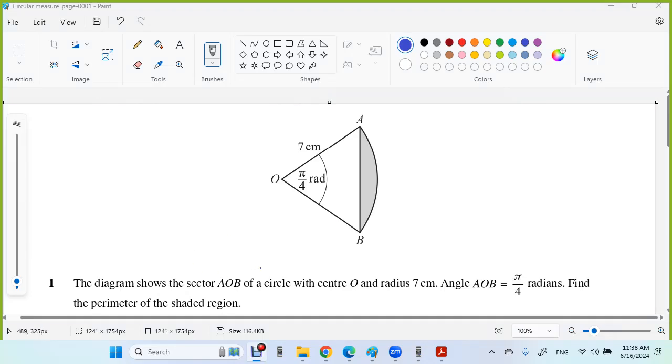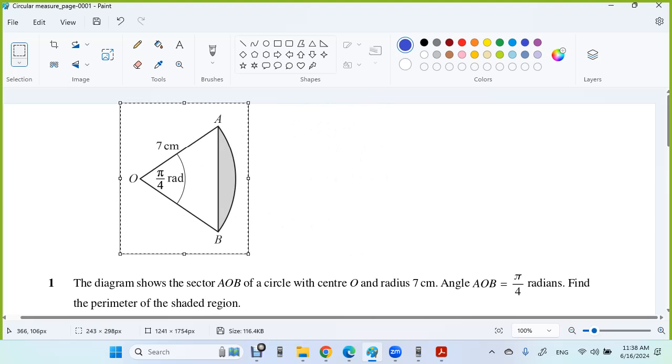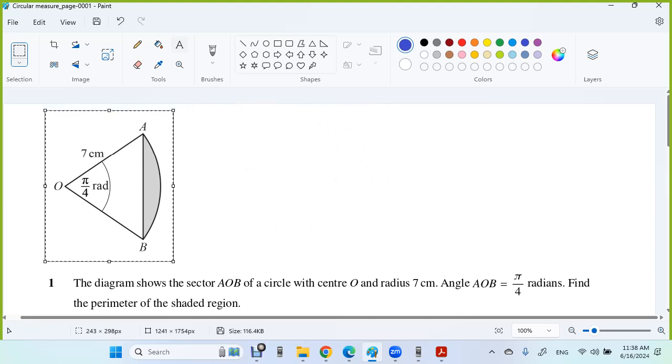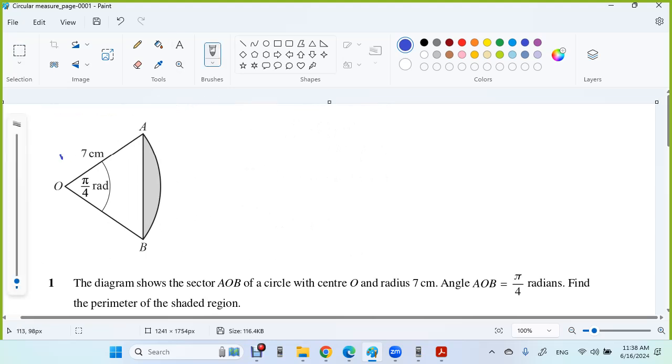The diagram shows the sector AOB with center O and radius 7. The angle AOB is pi over 4. Find the perimeter of the shaded region. Okay, so for this one, we know that the radius R is 7, and this is theta. So s equals r theta. So the arc AB will be 7 times pi over 4, so it is 7 pi over 4.